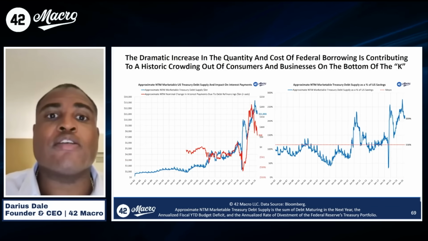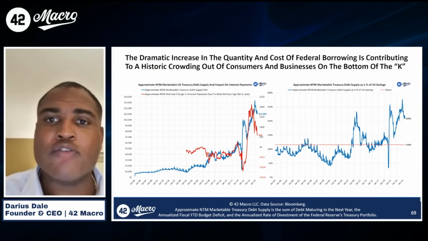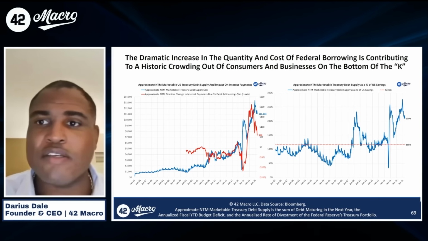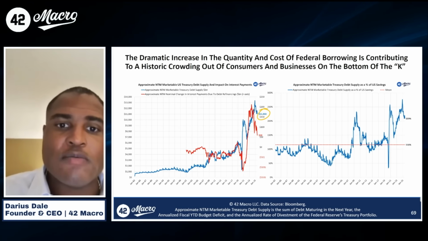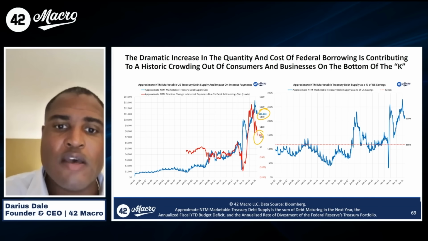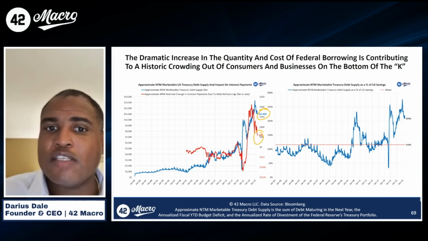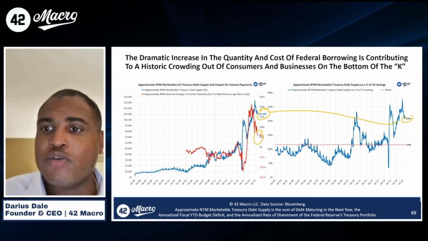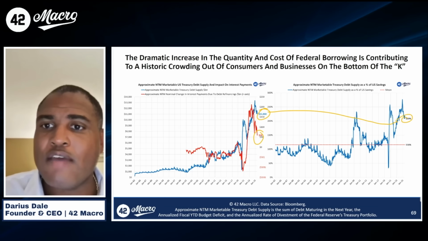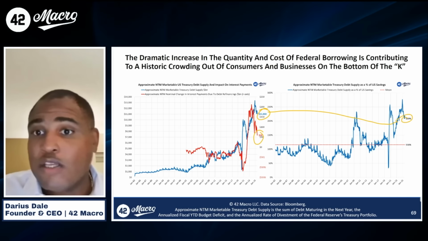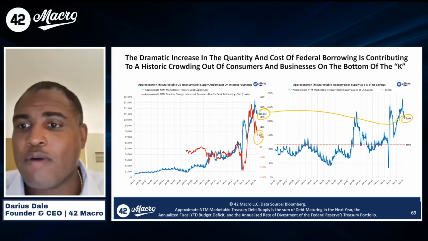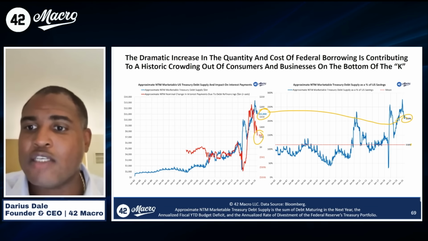The dramatic increase in the quantity and cost of federal borrowing is contributing to the historic crowding out of consumers and businesses on the bottom of the K. So as I mentioned, we've got $11 trillion of marketable Treasury debt supply over the next 12 months, plus an incremental $59 billion in interest payments. And if you look at that $11 trillion statistic, it's 20% of U.S. savings, obviously, which come from the private sector, household, and corporate sector. That's almost double what it used to be.